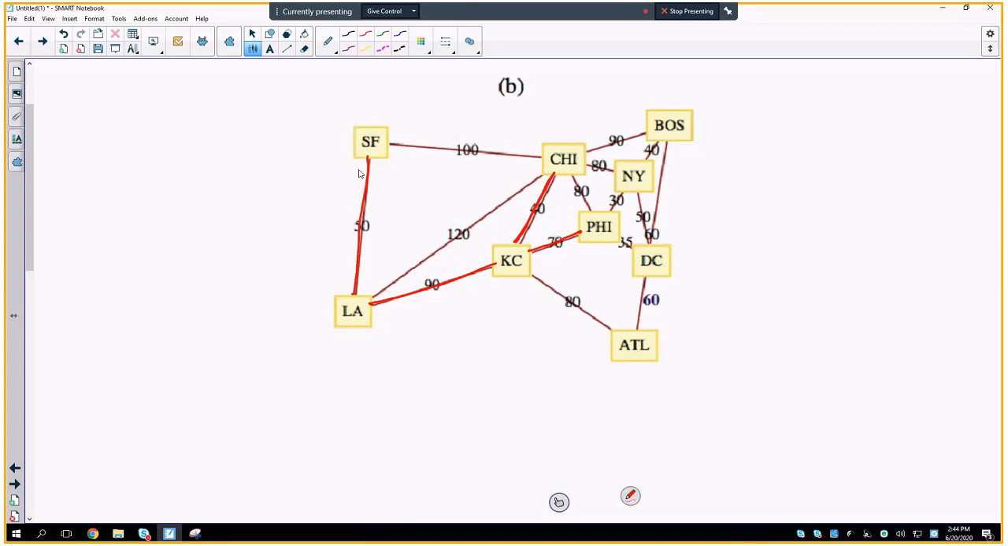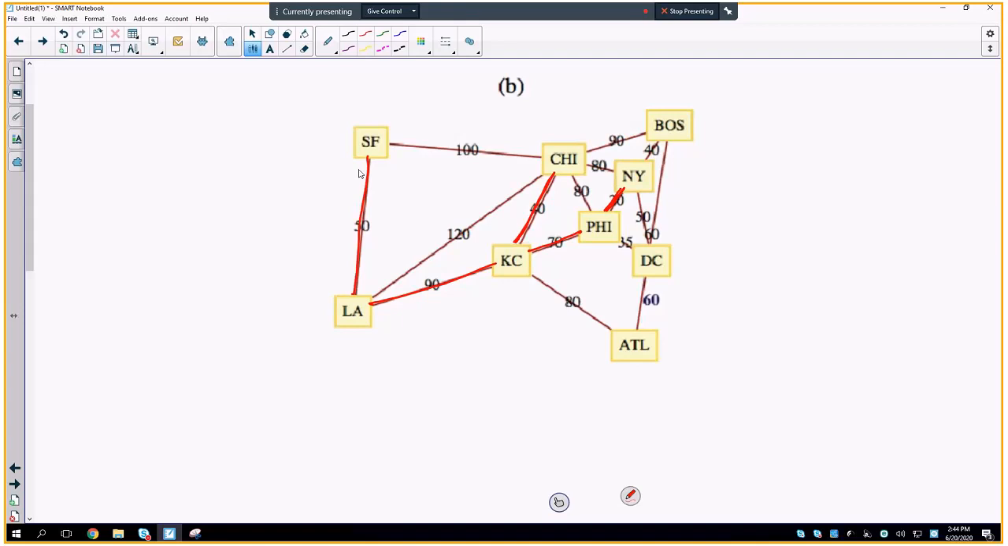And my Newark connections now are going to be Chicago to Boston, Chicago to New York. Chicago to Philadelphia is no longer a connection, but Philadelphia to New York, Philadelphia to DC, and Kansas City to Atlanta are connections. The least possible connection is between Philadelphia and New York. So we'll keep that and mark it and look for the Newark connection again.